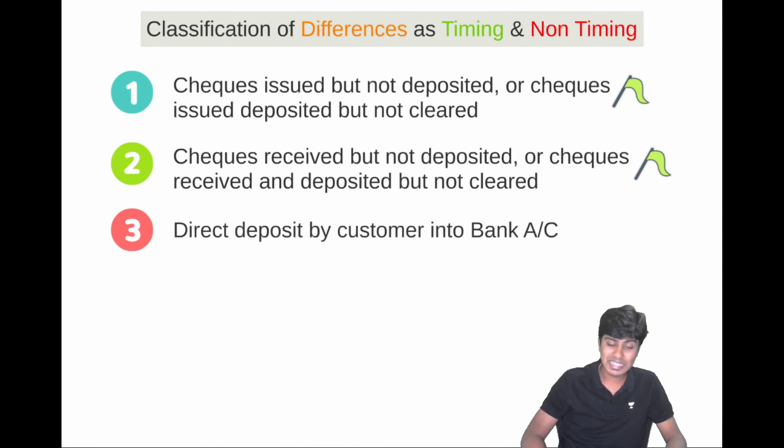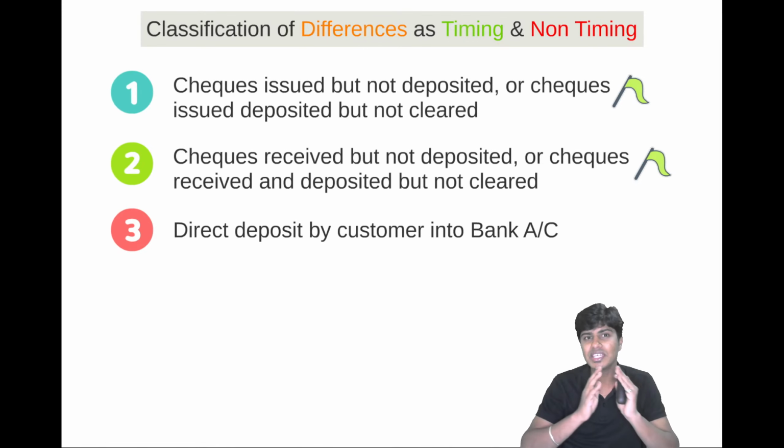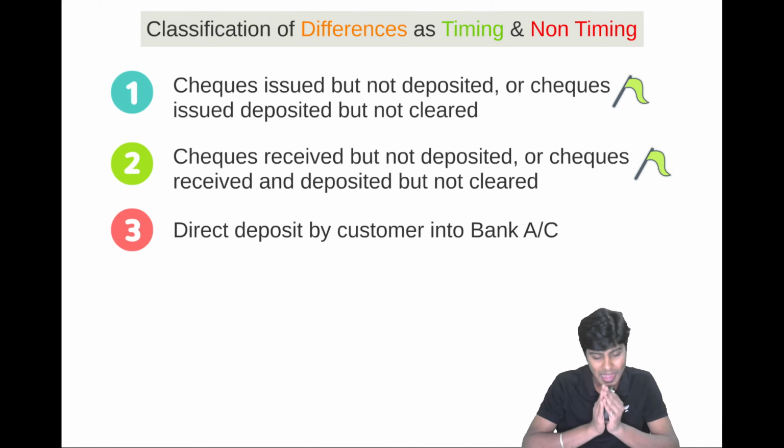If there is any direct deposit by a customer into the bank account, the entry is there in the passbook, but the entry is not made in the cash book, and we have to enter it in the cash book. If we don't enter this particular transaction in the cash book, the difference is going to stay there for long. Sorry, this is a non-timing difference which requires adjustment. This is like an error of complete omission in the cash book.